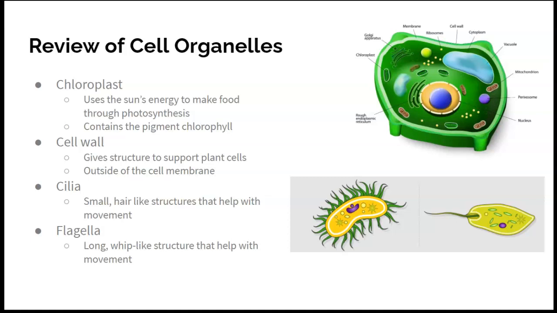And then our last two are cilia and flagella, and they both help with movement, but cilia is this first one with all these little tiny hairs that stick out around it, and flagella is the second picture with one tail-like whip that quickly swishes back and forth to propel this cell forward. You could have more than one flagella, but you would never have as many flagella as you would have cilia around a cell.